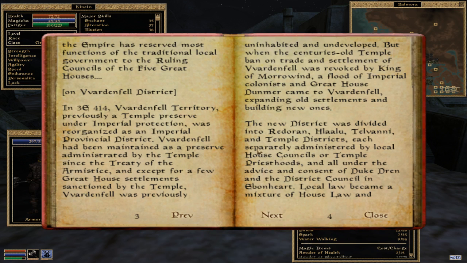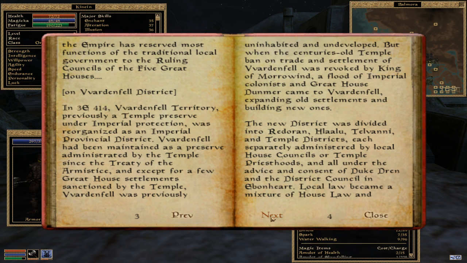But when the centuries-old temple ban on trade and settlements of Vanderfell was revoked by the King of Morrowind, a flood of imperial colonists and great house Dunmer came to Vanderfell, expanding all settlements and building new ones. The new district was divided into Redoran, Hlaalu, Telvanni, and Temple districts, each separately administered by local house councils or temple priesthoods, and all under advice and consent of Duke Dren and the district council in Ebonheart.